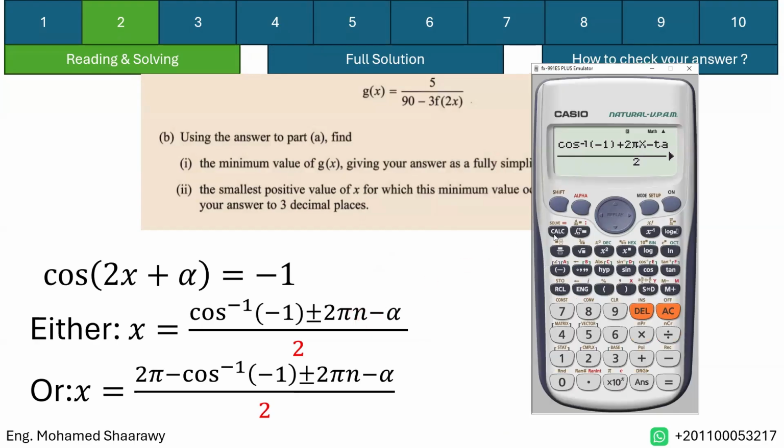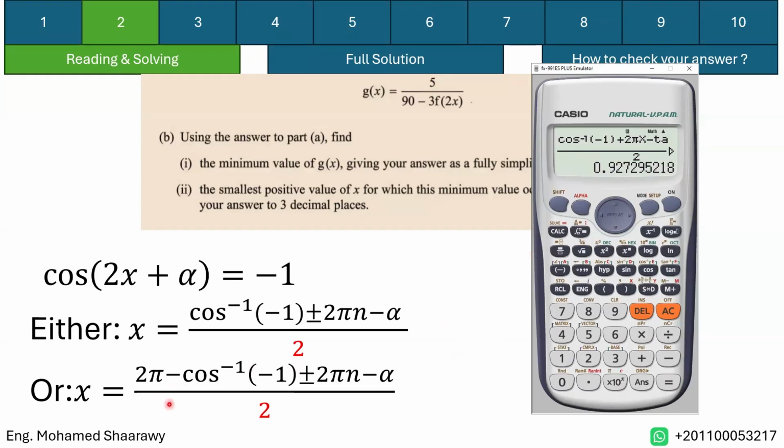So let's first start with n equals 0. It gave me 0.927, which is actually a positive value, but I don't know if it's the smallest positive one of the solutions. So let me try to replace this n by, let's say, 1. It got bigger, so I don't need that. Okay, let me replace it with -1. It became negative, so I don't need it. So the perfect one is when n is equal to 0, which gave me 0.927.